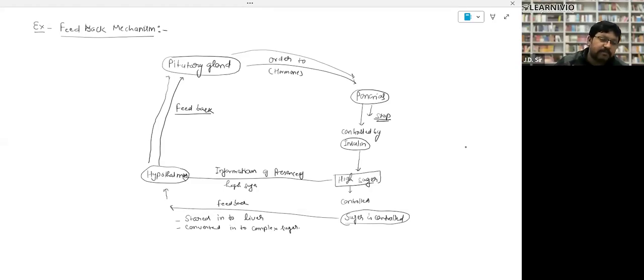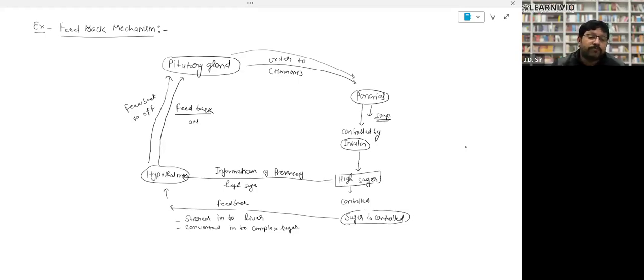When the hypothalamus gland gets this feedback, it will ask the pituitary gland to switch off. The feedback switch goes to on, and feedback to off. Now what will happen? The hypothalamus will give feedback to the pituitary gland that there is low sugar. Now the pituitary gland will again give an order to the pancreas, and the pancreas will switch off or stop the insulin secretion.